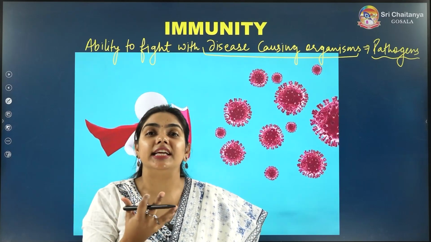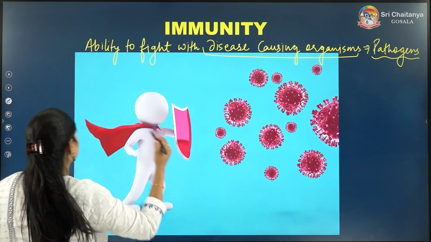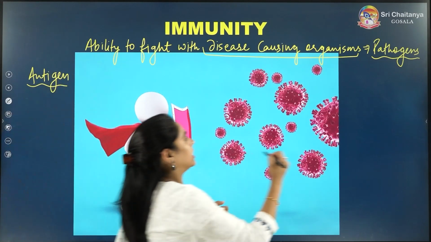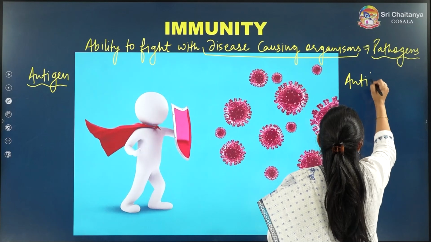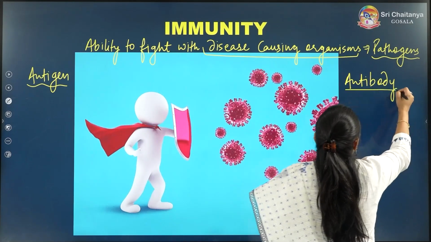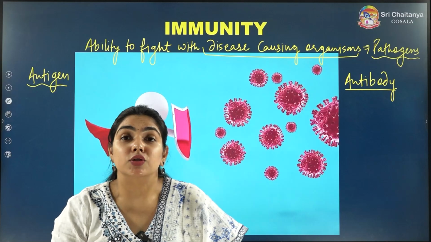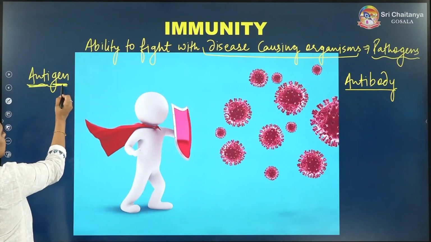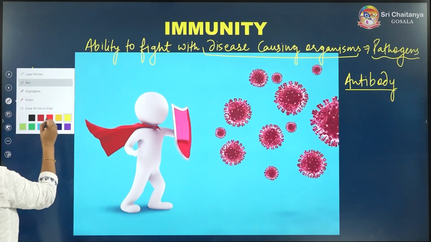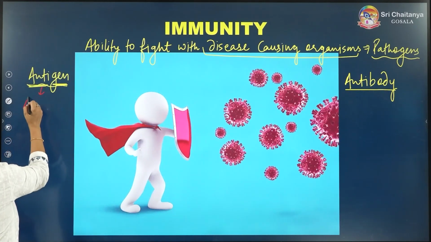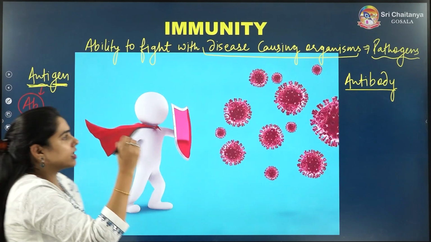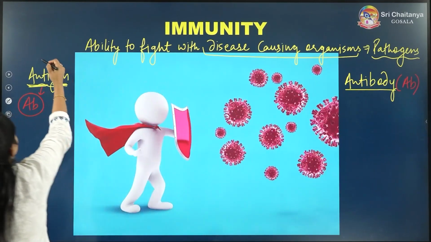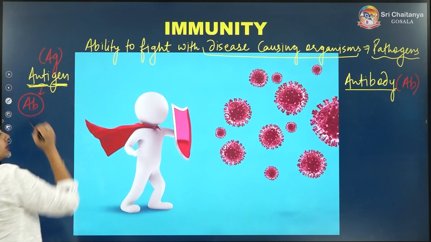Now you should know few terms related to immunity. Like there is a term antigen. Pathogen I have told you already. There is a term antigen and there is a term antibody. These are the very important terms which we will be using again and again when we are discussing immunity. So what is antigen? Antigen is something which generates the antibody. Here anti means antibody. See, we can write antibody in short AB, and we can write antigen in short AG.